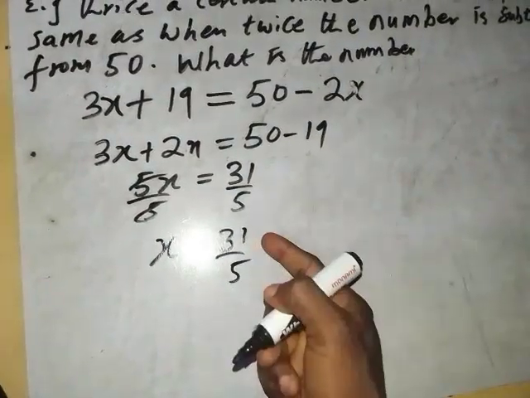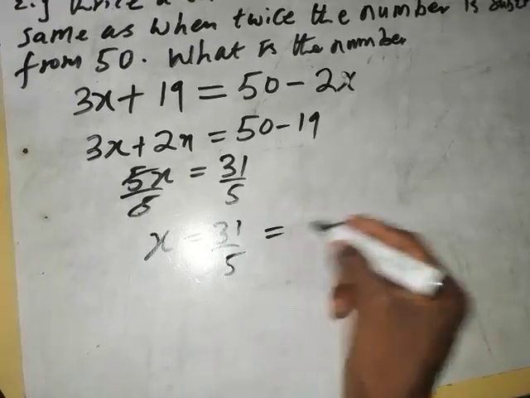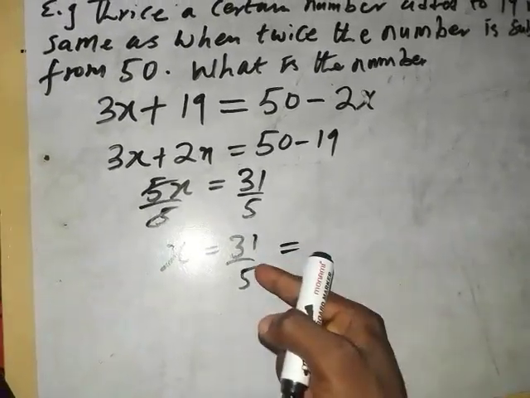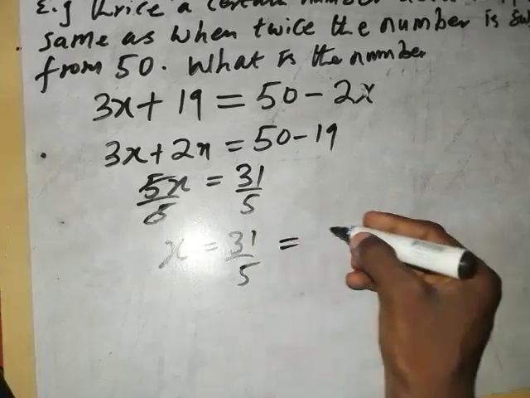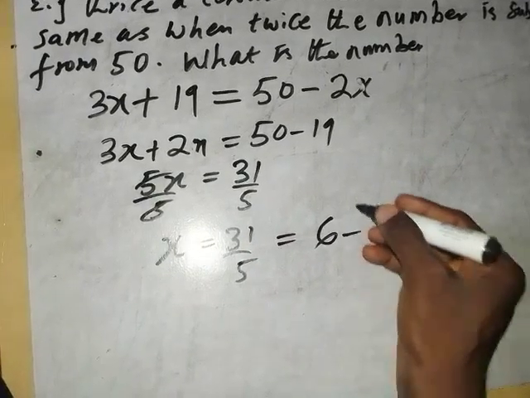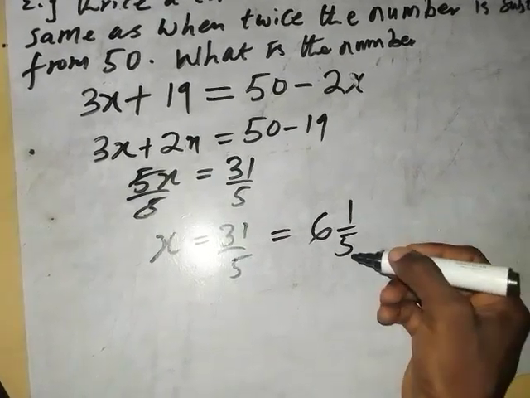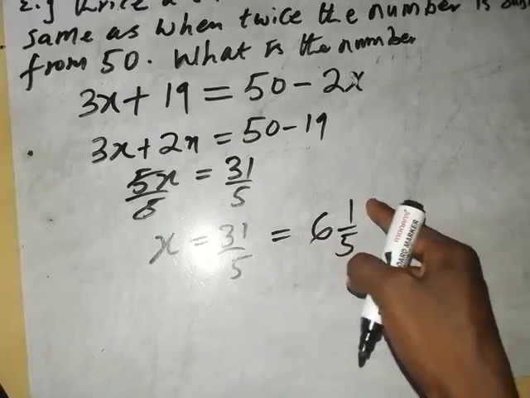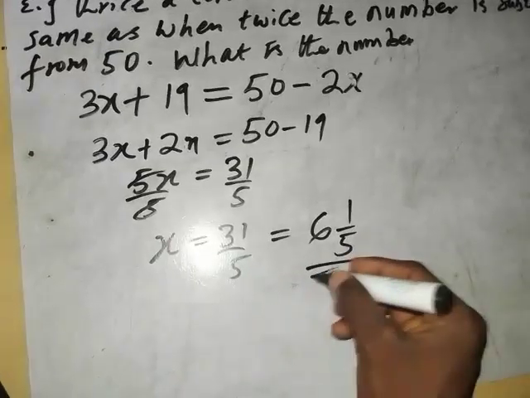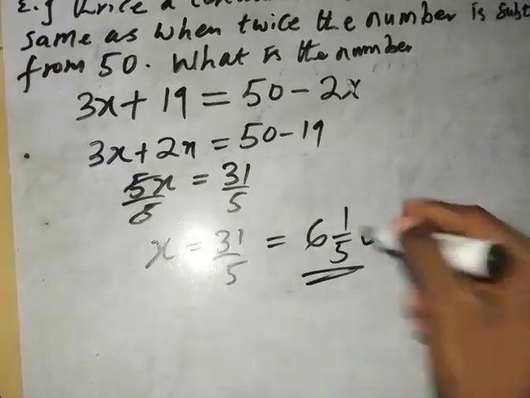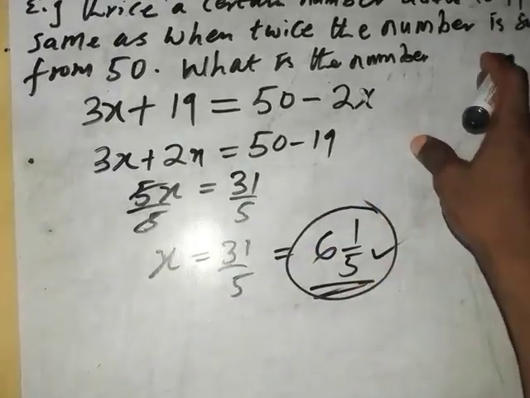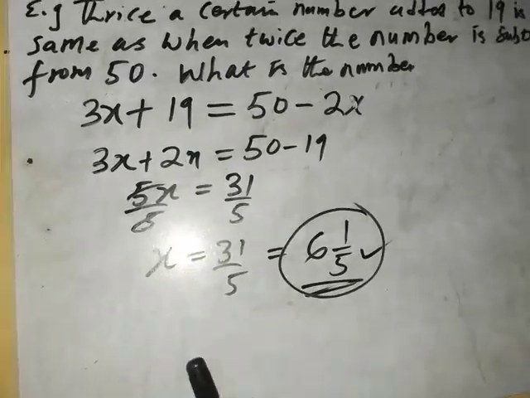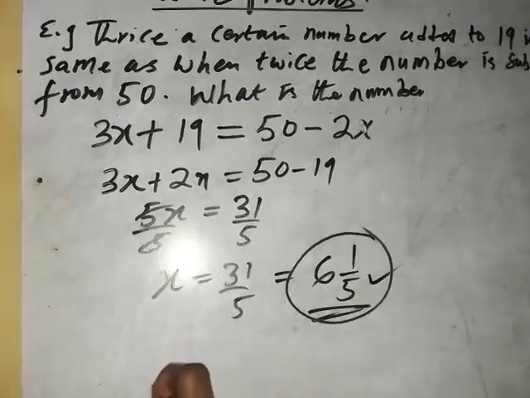Now you can choose to represent this as a mixed fraction. This gives 6 whole number 1 over 5, because 5 times 6 is 30, plus 1 is 31 over 5. So you can leave it like this as a mixed fraction. So this is the answer to this question. Alright, so that's how to solve word problems.